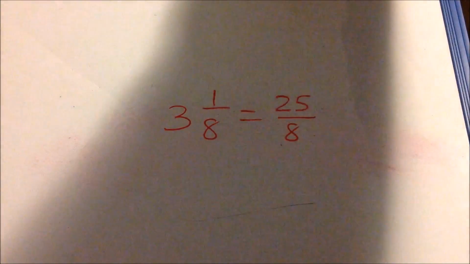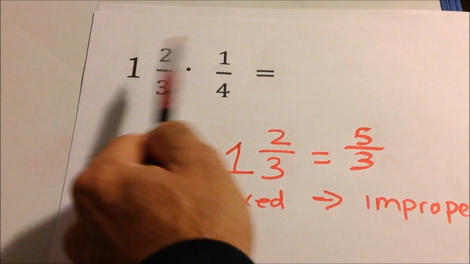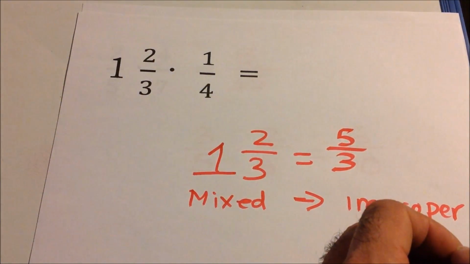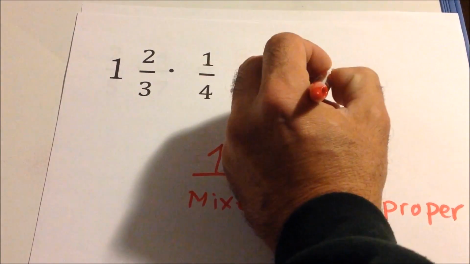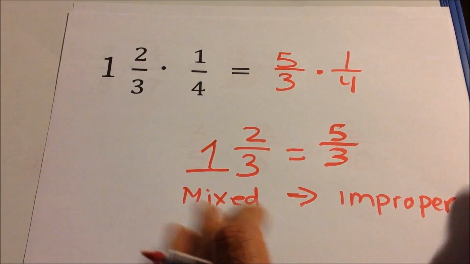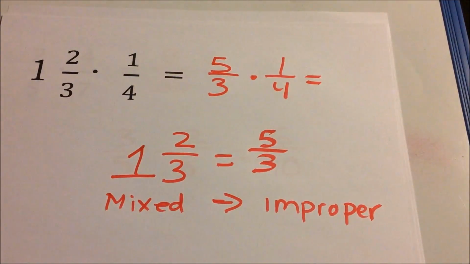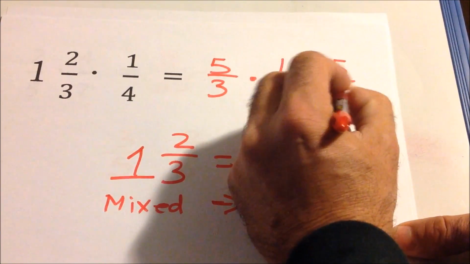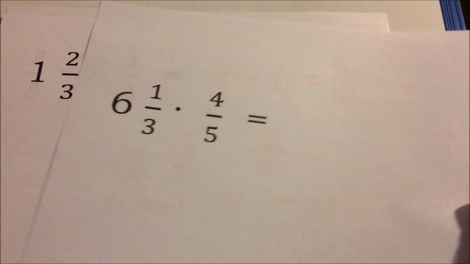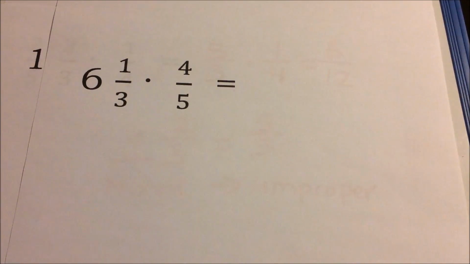Okay, so when you see a mixed number, let's go back to the one we had. Let's first take the mixed number and make it improper. So again, this becomes what? What do you think? 5/3 times 1/4. We have to change it. And now you know how to multiply. What do you think the answer would be? Right, 5/12. Exactly. So let's try another one. Try that one. So pause the tape and see if you can do it.